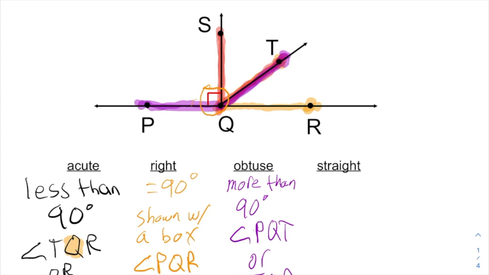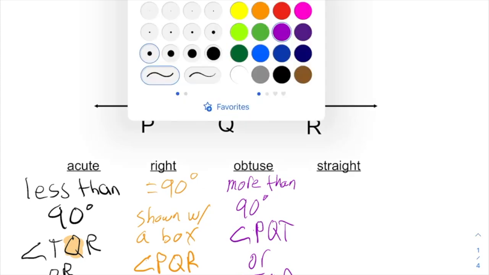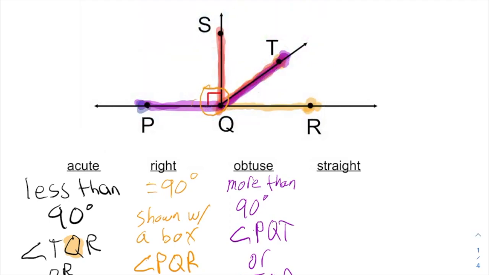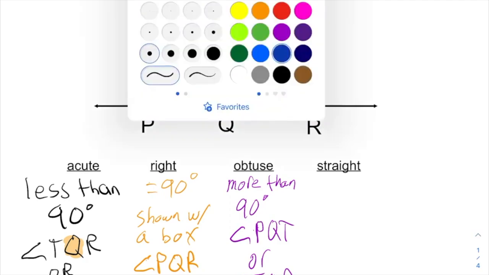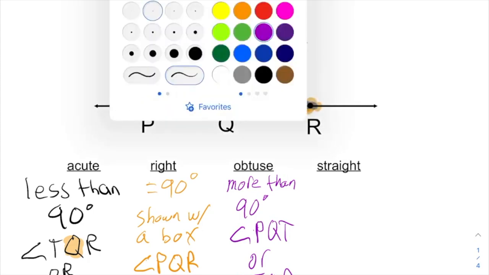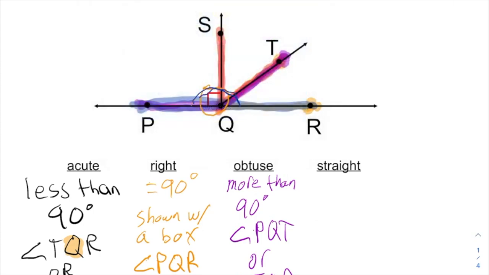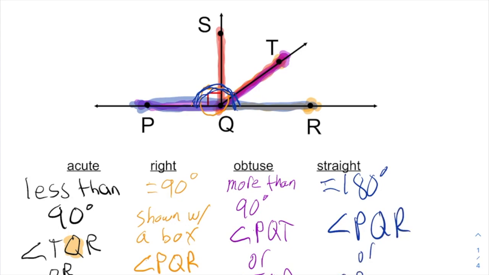And lastly, our last definition of an angle, and this is probably the easiest one, is a straight angle, and it equals 180 degrees. So anytime you see a line, this angle right here is 180 degrees. I'm going to say that this is angle PQR or angle RQP. And again, we could call that a line or a line segment. 180 degrees would give us a line.